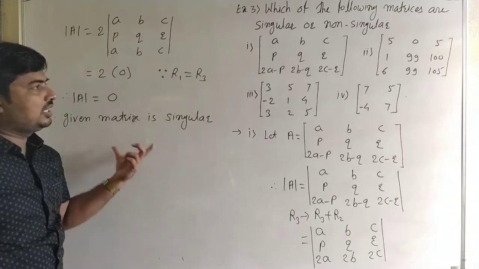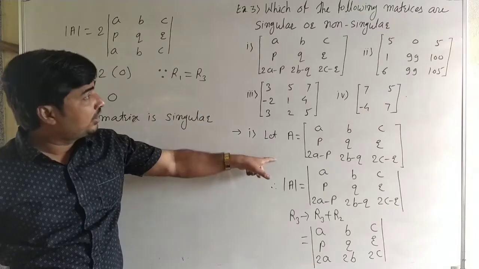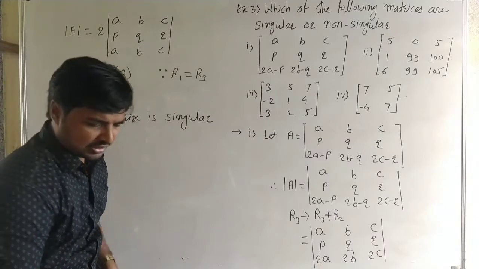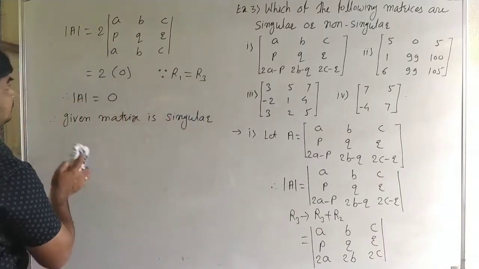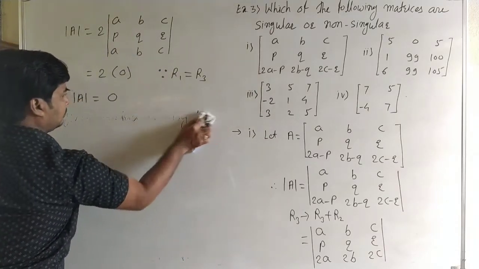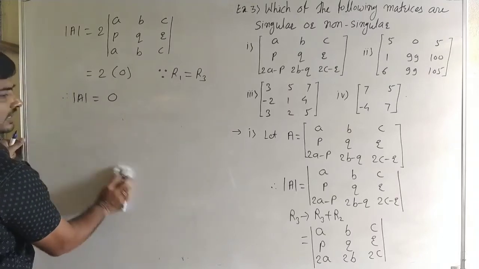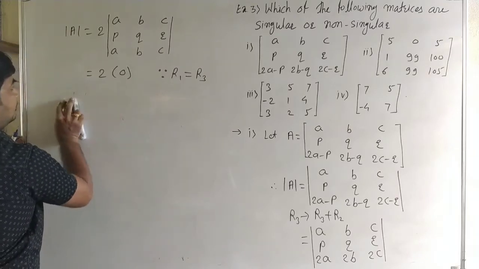Okay, because the determinant of this matrix is 0. Okay, it is the first example. Now we see the second. Okay, see carefully the first example. Determinant is 0, then it is a singular matrix.